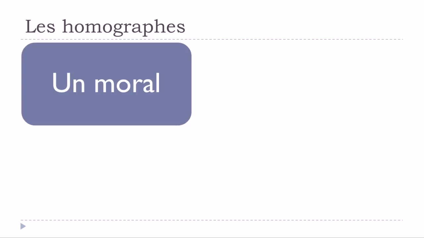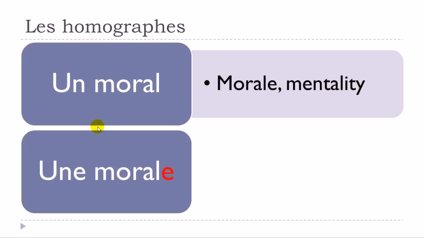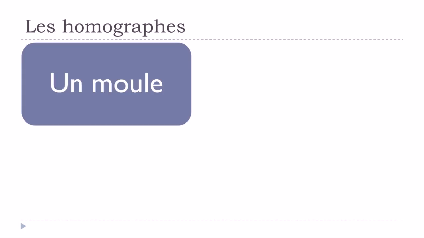So we'll see the first one. The first one is un moral. You can see the meaning here in English. And if we see the feminine form, I wanted to start with this one because in most of the cases they will be written the same way, but in that case you've got this e at the end, which is silent, so you don't pronounce it. So clearly it is the same pronunciation for the two words, but in that case it's feminine, une morale. And here is the meaning in English. So un moral, une morale.